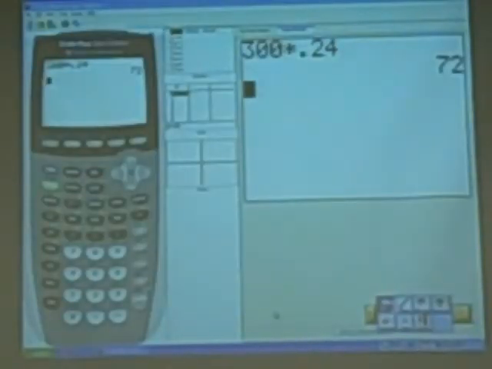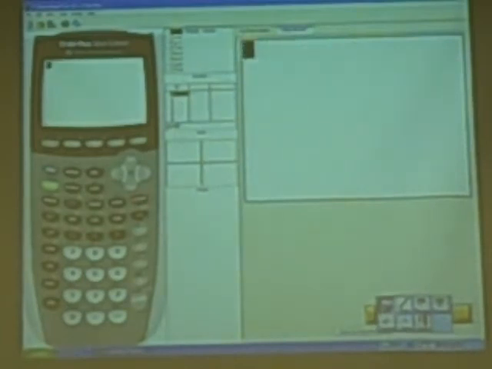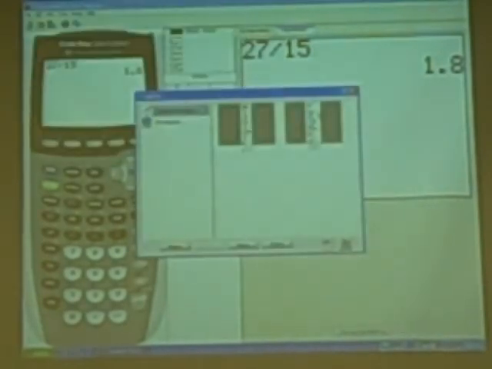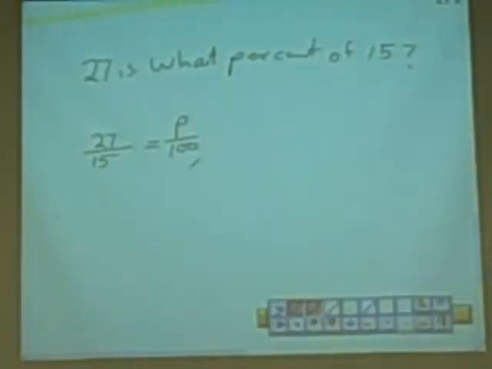Okay? So now what we can do here is we can divide 27 divided by 15. Let's see what we get. 27 divided by 15. And we get 1.8. So this will be 1.8, equals P over 100.